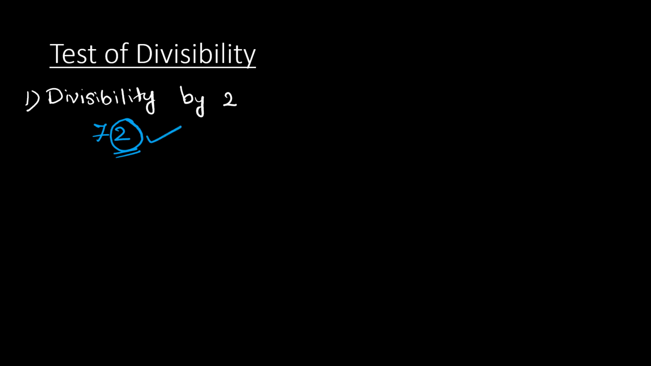Next, we'll see the test of divisibility. First is divisibility by 2. Let's take a number 72. Take the unit digit, that is 2. See if this unit digit is divisible by 2. Here this 2 is divisible by 2. Therefore, this number 72 is divisible by 2.